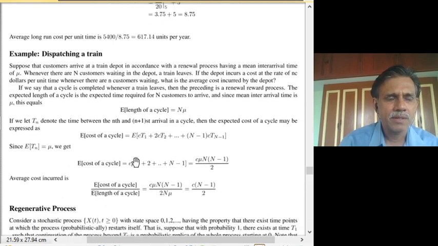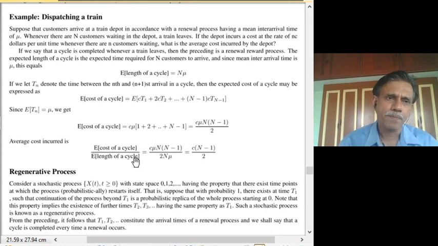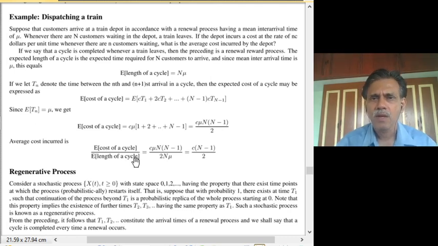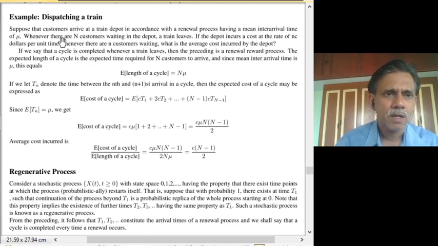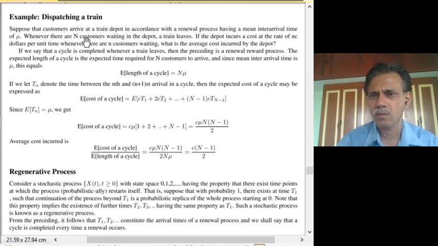The next example is related to a train depot, wherein customers arrive at the train depot in accordance with a renewal process with a mean inter-arrival time of mu. There is a policy that for every customer you cannot dispatch a train, because a train has a total of n seats, and therefore n customers can be accommodated in a train. So only when n customers are accumulated in the depot, a train is dispatched.